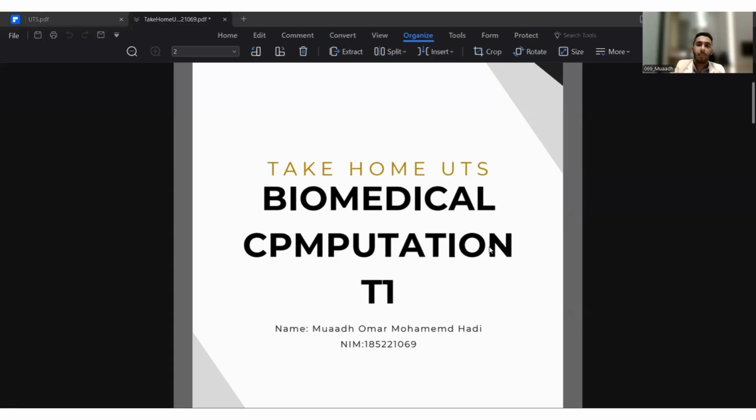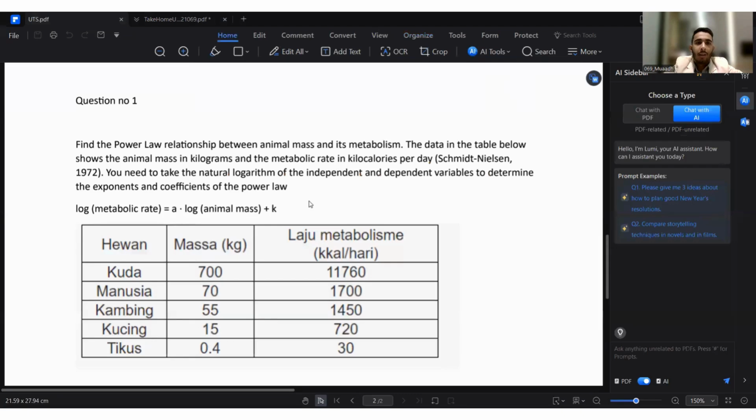Today I'm going to be presenting my take-home UTS for biomedical computation for PE1. So I'm going to present the first question: find the power law relation between animal mass and its metabolism. The data below shows the mass of some animals and their rate of metabolism, or the calories burned, to be more specific.